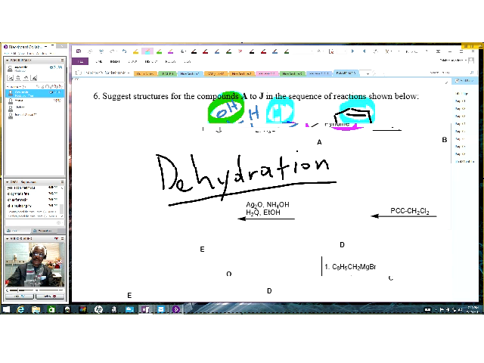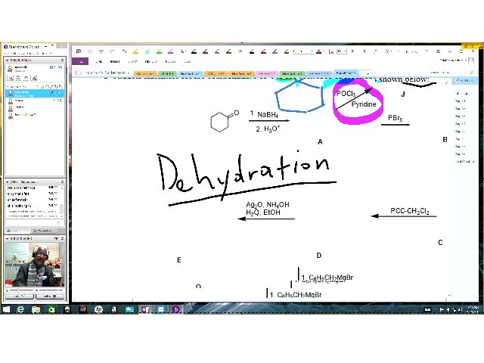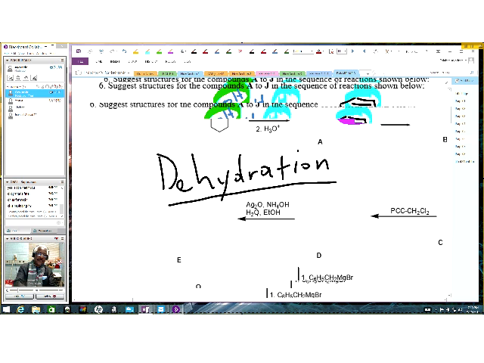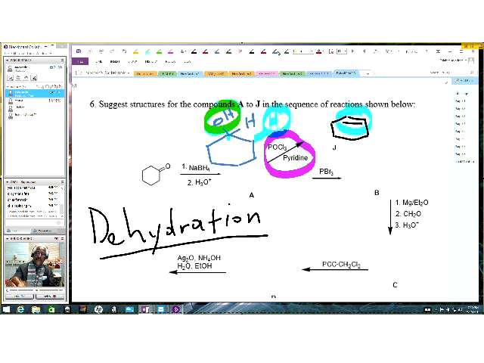Okay? Sorry about that. Let me move this back. Okay, so far so good. Now let us go to the next one. Let's look at this reagent here.